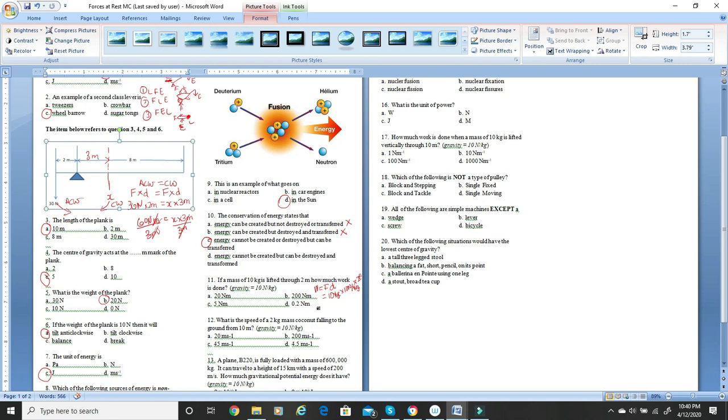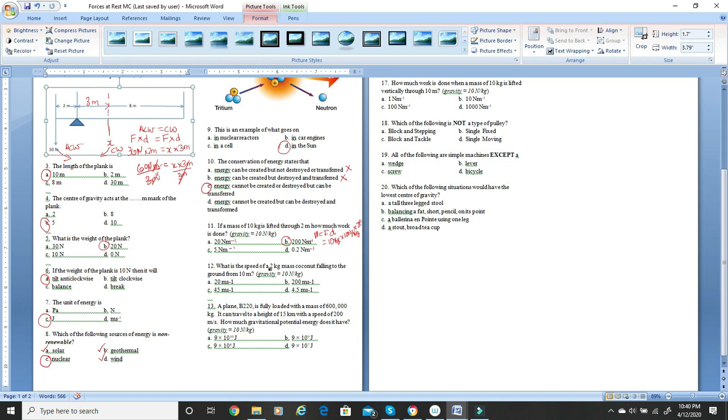So let's see, we have, oh, yes, my bad. These should have negative ones up here. So this would have been a free question for the kids. But the answer is 200 newtons per meter, right?